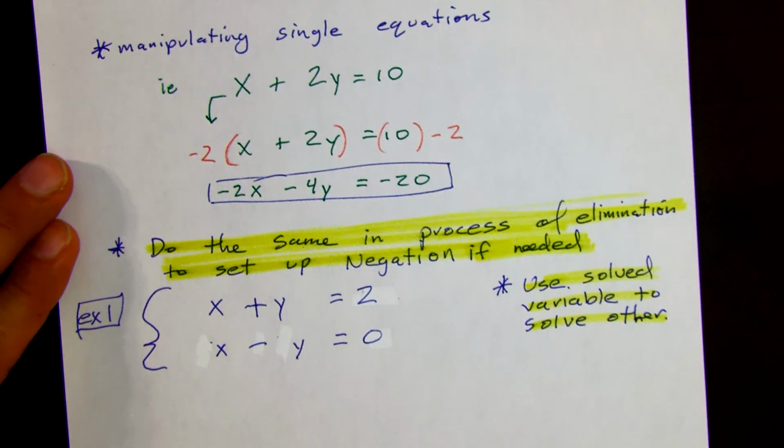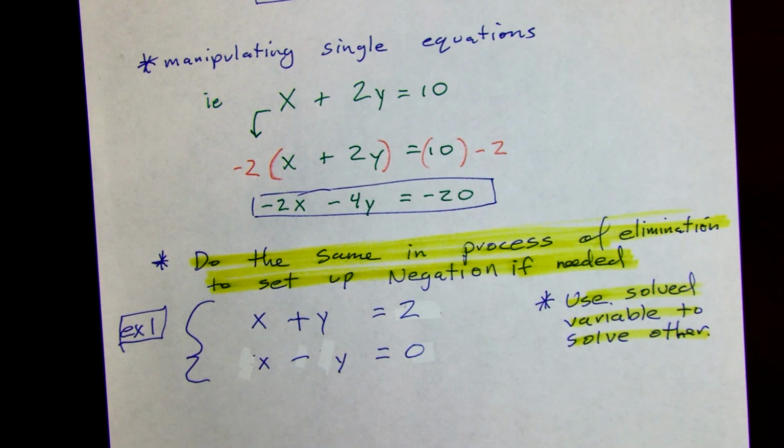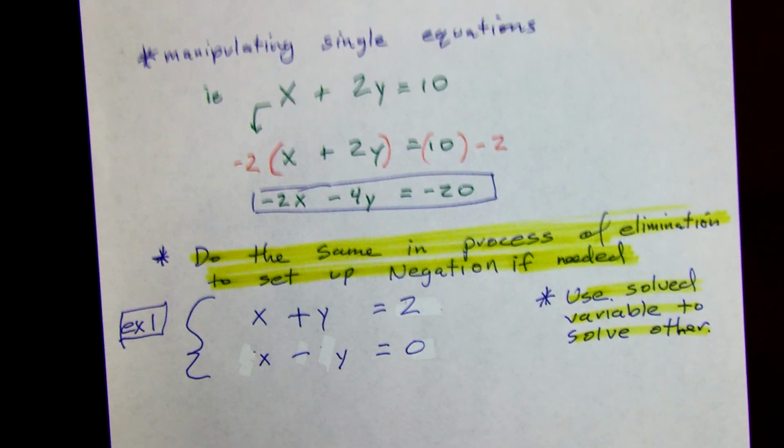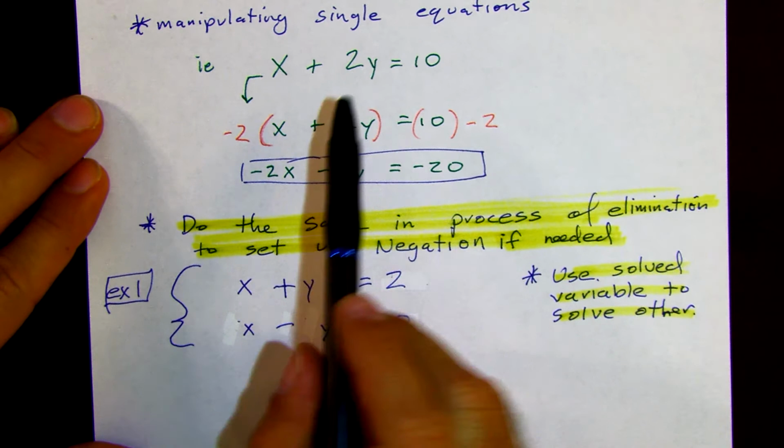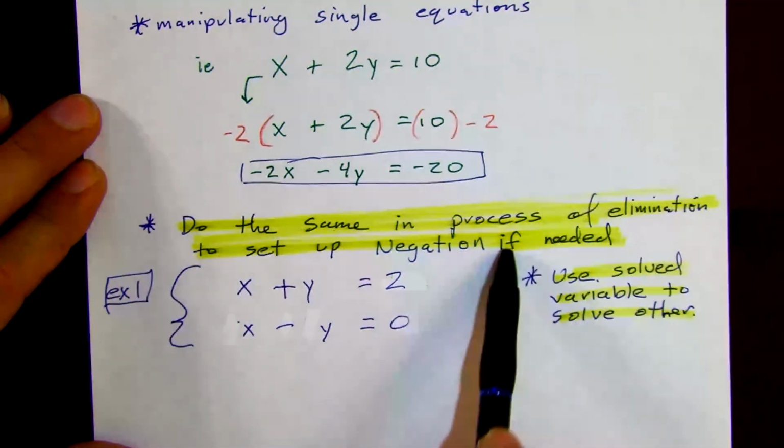Okay, so just keep in mind, the step we're using is exactly the same as what we've done. The slight change in addition for today is that we are doing the same process of elimination to set up negation if needed.